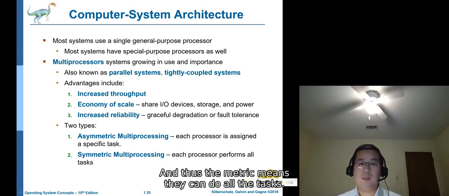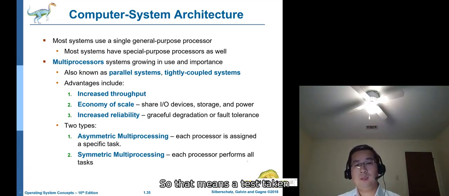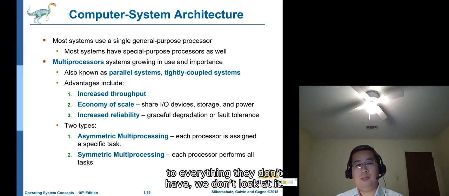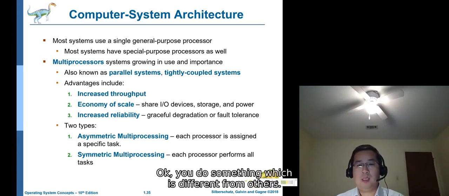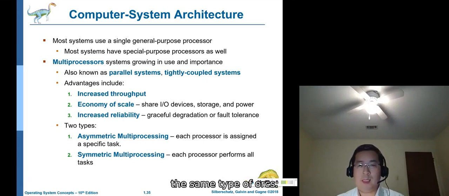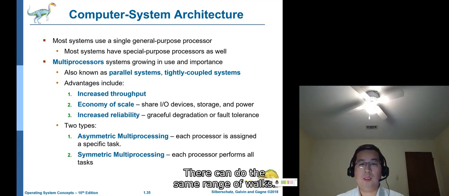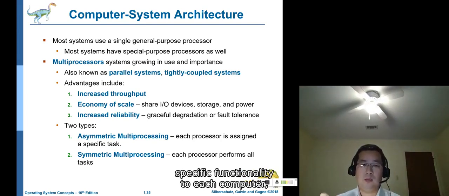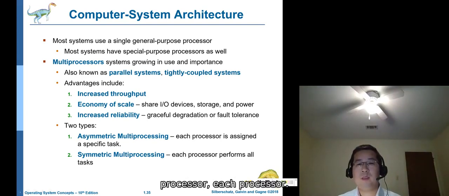And symmetric means they can do all the tasks. That means they can do everything. We don't allocate, okay, you do something which is different from others. So each processor can do the same type of work. That means they can do the same range of work. So each job can be scheduled to any processor, so they have the same functionality. We don't assign a specific functionality to each processor.